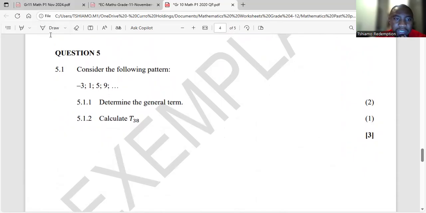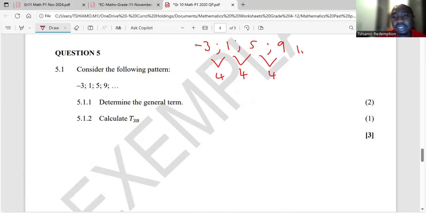Let's go to the other question here. Consider the pattern, number patterns. So consider the following pattern. Let's write it down here. -3, 1, 5, 9. From 1 to 5, they added 4. From 5 to 9, they added 4. Meaning here, from -3 to 1 is also 4. So we are dealing with a linear pattern because the first difference is constant.